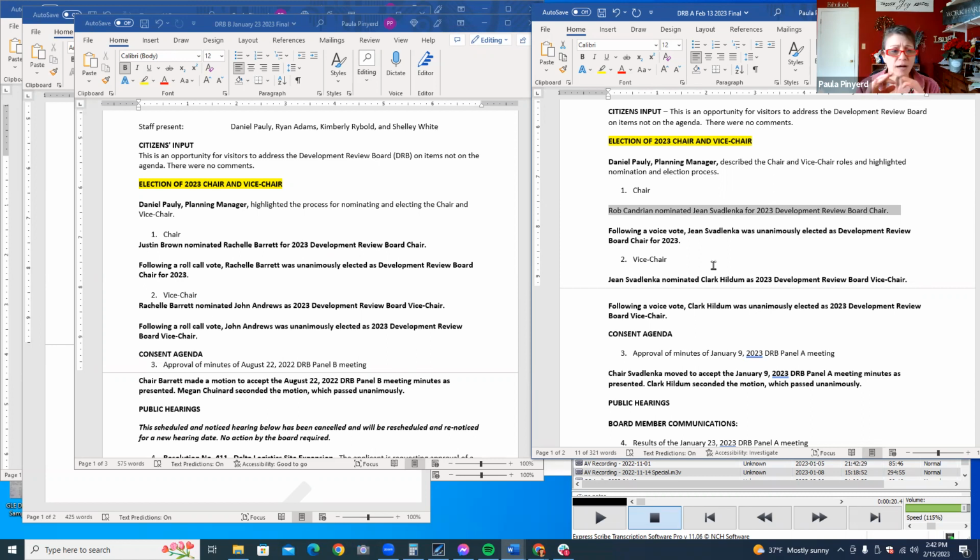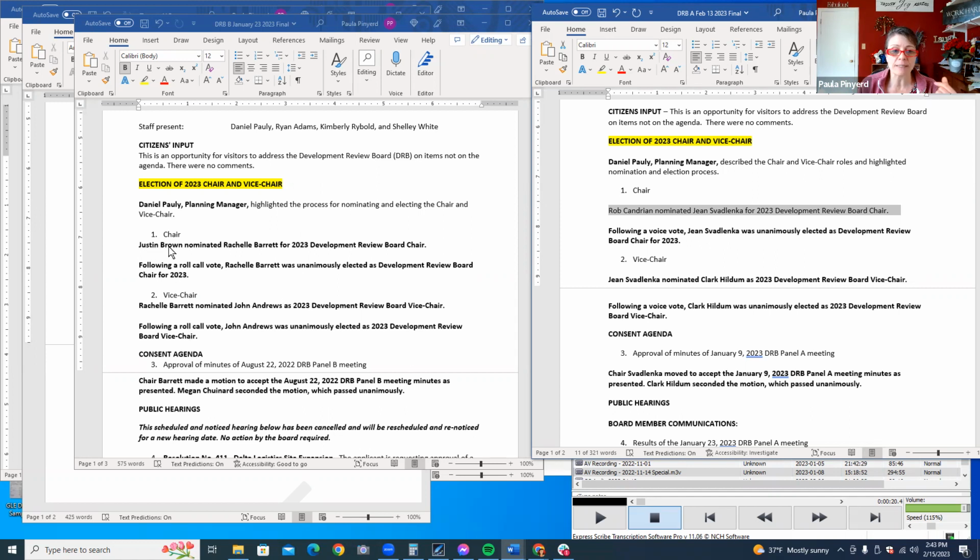However, a lot of the boards don't speak in the way that the language should be shared. They're always nominating a chairperson. They're nominating a vice chair, but you'll often hear them say, I move to elect Rachel Barrett for DRB chair. The move to elect is not quite what's happening. They're nominating them. It seems really simple in these two examples because there was only one nomination made.